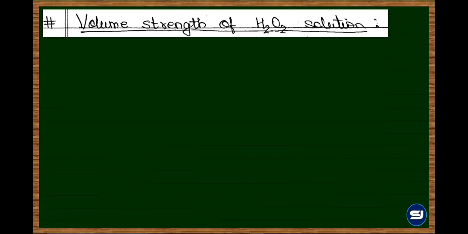Now we come to the next concept, volume strength of peroxide. These concepts are going to be repeated when we move to other chapters. Let's say this peroxide concept we'll learn again in elements of group 1 and 2. But since it is related with mole concept, there might be questions based on this. इसलिए मैंने यहीं पे cover किया है. Okay. Now volume strength of peroxide.